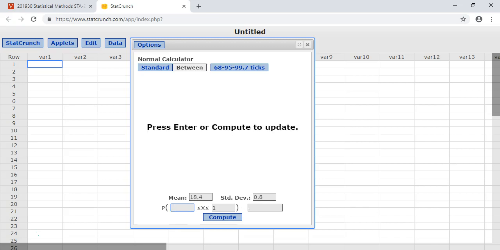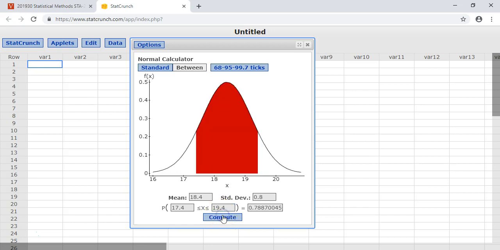So what was our lower guy again? 17.4. 17.4, and then you click on the upper bound, 19.4, and there it is. And again, it also shows you the picture, which matches what we chose. Cool.